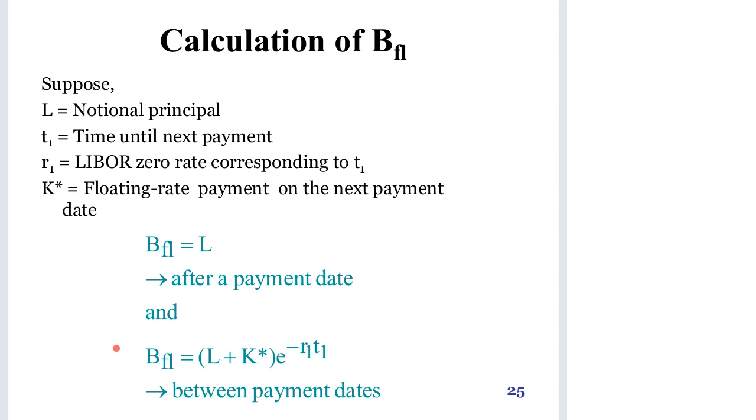Now, once you have made a payment, which means you are on an interest payment date, the floating rate will reset, and therefore the bond will reset to par. Therefore, the value of the bond will always be L.